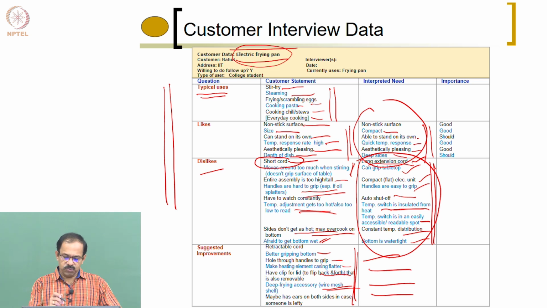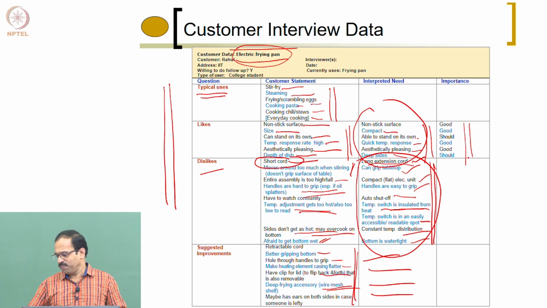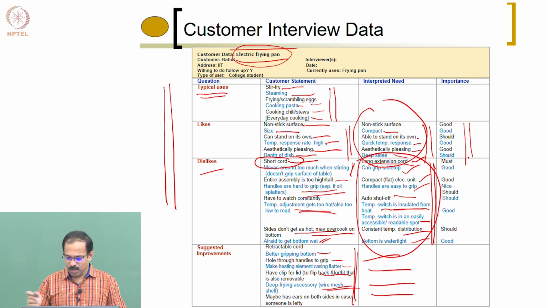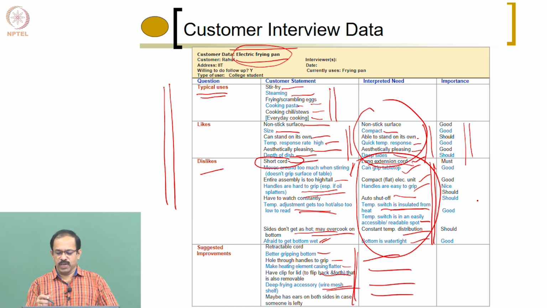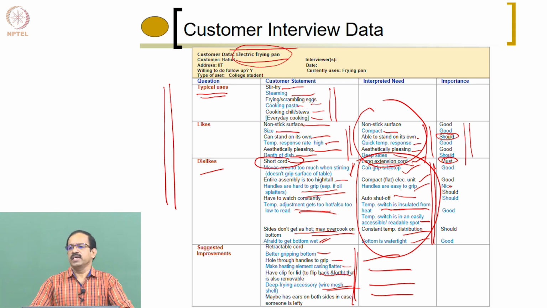This way you will be getting a lot of customer needs, and then here you can mark the importance, whether it should have, good to have, or desirable to have. Must have, nice to have, should have, good to have. This is the way you classify it. You can either give numbers, 1, 2, 3, or you can say should have or must have, which are almost the same. And then you have good to have, nice to have. Nice to have need not always be there, but if you can provide it, that will be good.